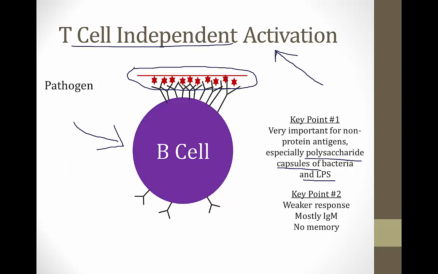A second key point about the T cell independent response: it's a relatively weaker response, especially compared to the T cell pathway. It's mostly IgM and there is no memory from this B cell activation process.